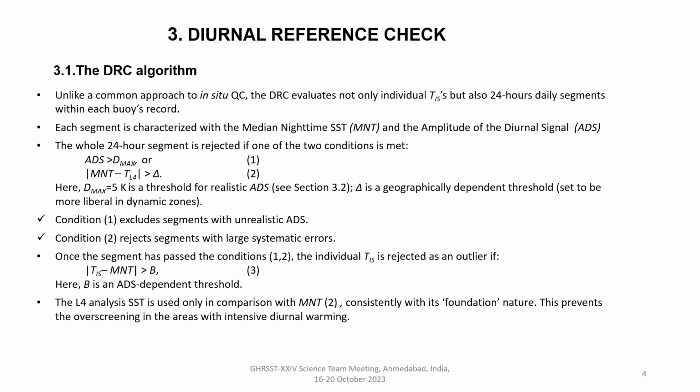Also, the segment is considered contaminated with large systematic error and rejected if the deviation of the MNT from the analysis exceeds a geographically dependent threshold. Note that this is the only comparison in which the analysis SST participates, and it is used consistently with its foundation nature. Once the segment has passed these two conditions, the deviations of individual in situ SSTs from the MNT are checked for outliers.